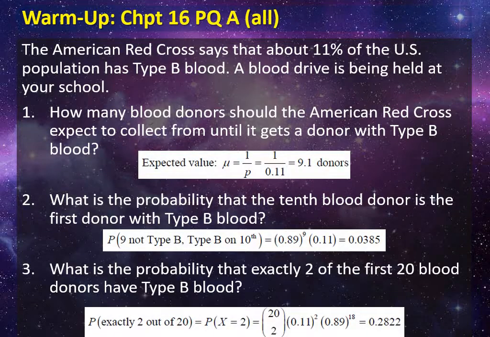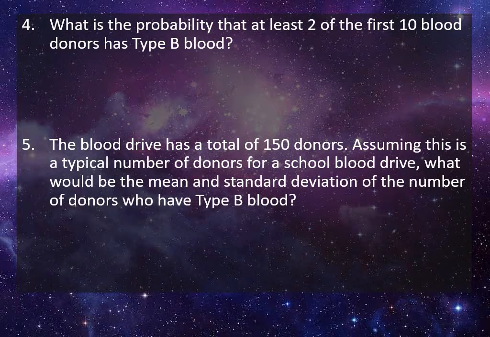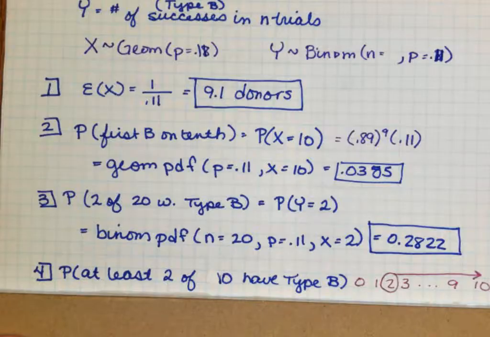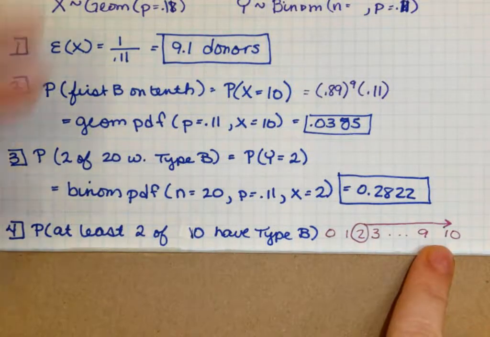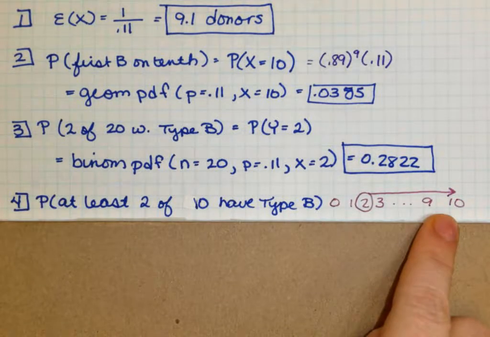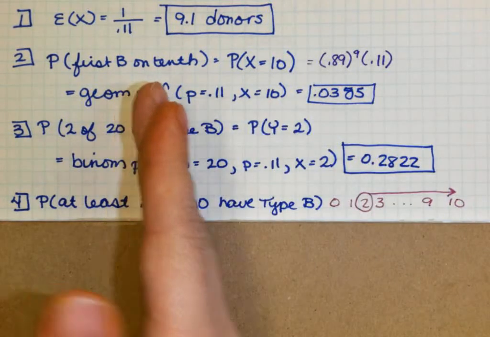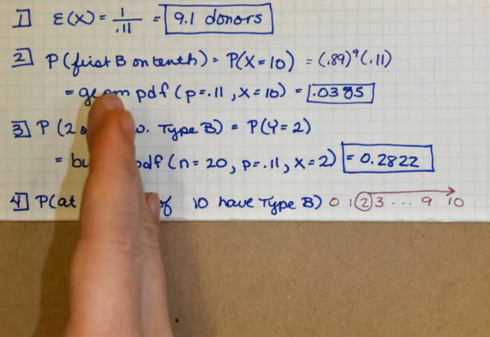All right. Now, for problem number 4, it said, what's the probability that at least 2 of the first 10 donors has type B blood? Geometric or binomial? Binomial, because we have a set number. And when we're saying at least 2, though, you want to make sure that you're very careful. And this is where people start having some issues. At least 2 means I include 2 and I go bigger, right? Pretty straightforward. Well, on your calculator, the CDF function only finds area to the left, area under, area less than.